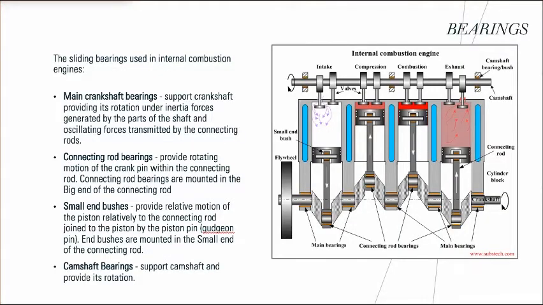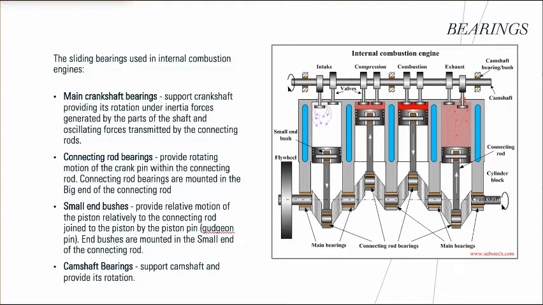Rolling bearings, in which a load is transmitted by rolls or balls to a relatively small area of the ring surface, cannot withstand the loading conditions of an internal combustion engine. Only sliding bearings, providing a distribution of the applied load over a relatively wide area, may work in an internal combustion engine. The sliding bearings used in internal combustion engines are the main crankshaft bearings that support the crankshaft, providing its rotation under inertial forces generated by the parts of the shaft and oscillating forces transmitted by the connecting rod.